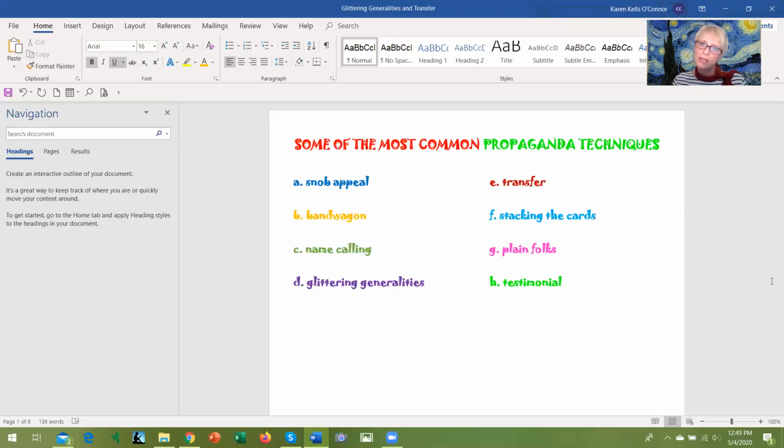Then we have testimonial, and a testimonial is when you have somebody famous, a sports figure, a movie star, a singer, or whatever, endorsing the product, standing there saying, I use this, and you think if they use it, that must be good, and I want to be like them. Transfer, which I'm going to talk about in a minute, you kind of see in a lot of these. An ad can have more than one thing going on in it.